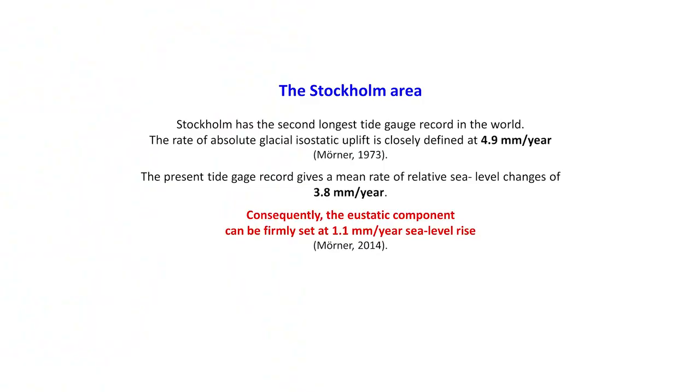So we go to the Stockholm area. The Stockholm area has the longest tide gauge, the second longest, and the absolute isobase is 4.9 millimeter per year. It has been so for 3,000 years. And superimposed on this is, of course, the eustatic change. So in the last period, it's a relative sea level fall of 3.8. Everyone can subtract this from that, and it gets 1.1. So 1.1 is the absolute sea level in the Baltic, and nothing else.